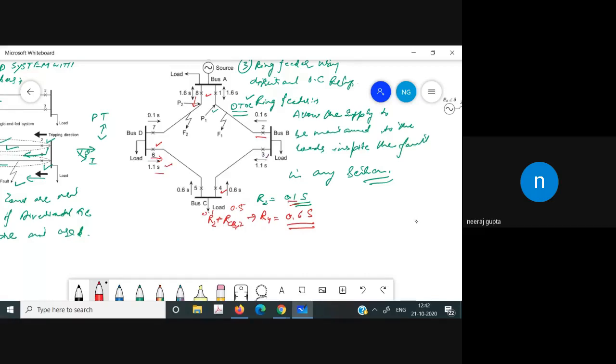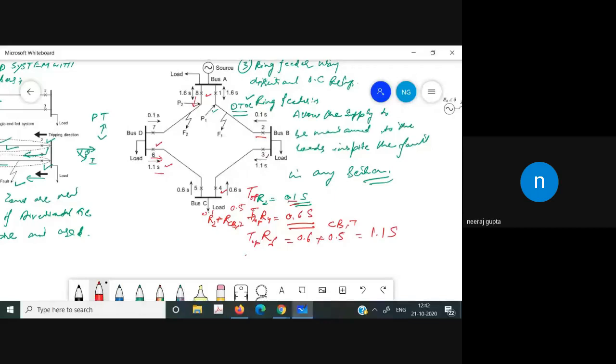Then the operating time of this relay. So we have used R2, so the operating time of R4, then we have the operating time of R6. So the operating time of R6 is equal to 0.6 plus the circuit breaker time, that is 0.5. This is the circuit breaker time. Then definitely we are getting 1.1 seconds.